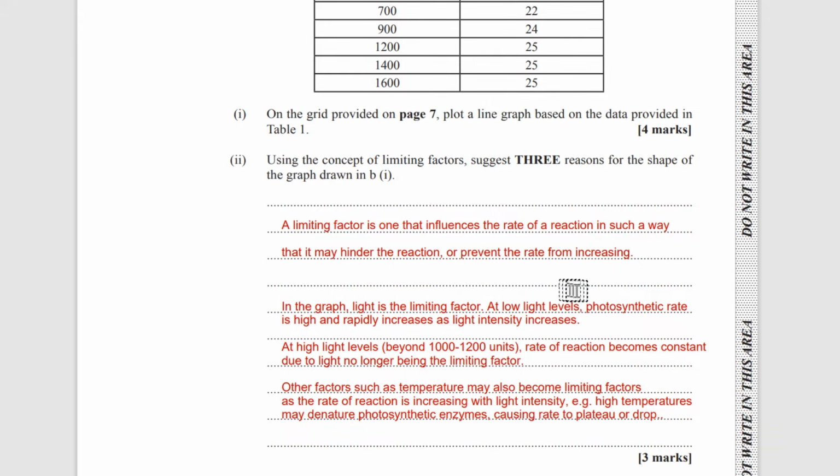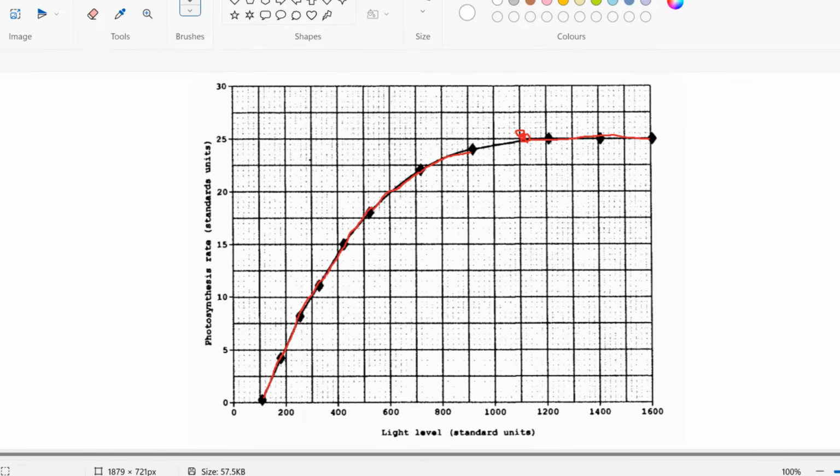At low light levels, photosynthetic rate is high and rapidly increasing as light intensity increases. So this is basically adding more light units, and the rate of photosynthesis becomes higher. That makes sense. So that happens very early on in the graph, as you see here. But as we go on now, especially around this part where it starts to curve, light is no longer really being the limiting factor. What's being the limiting factor here is probably the number of chloroplasts.